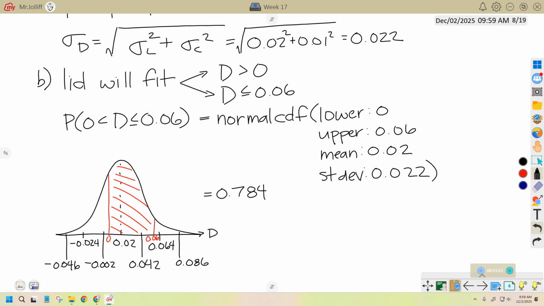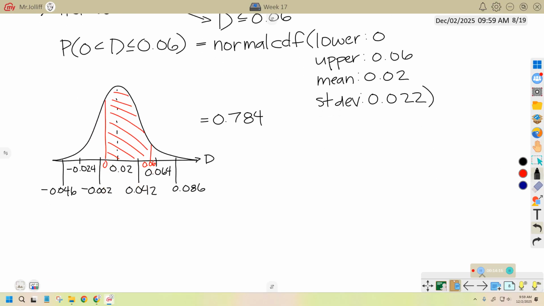Very good. So that represents an area of 0.784. My picture, that red shaded area, is about 78.4% of the area underneath that curve. Am I done with the problem? No, very good. I need to write my sentence. Interpret what that number means in the context of the problem. So when we are talking about probability, we're talking about a randomly selected cup and lid. And there is a 78.4% chance that that randomly selected lid will fit that randomly selected cup.